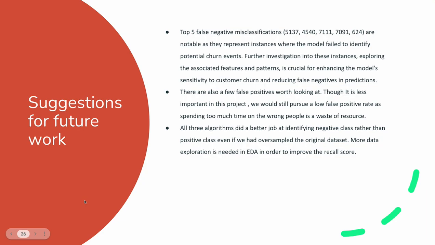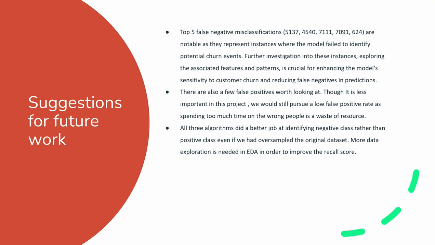And here are some suggestions for future work. Firstly, we looked at the top 5 false negative classifications and further investigated those instances. We found that we need to further explore the associated features and patterns to enhance the model's sensitivity to customer churn and reduce false negatives in predictions. Those are really important for banks in order to retain customers.